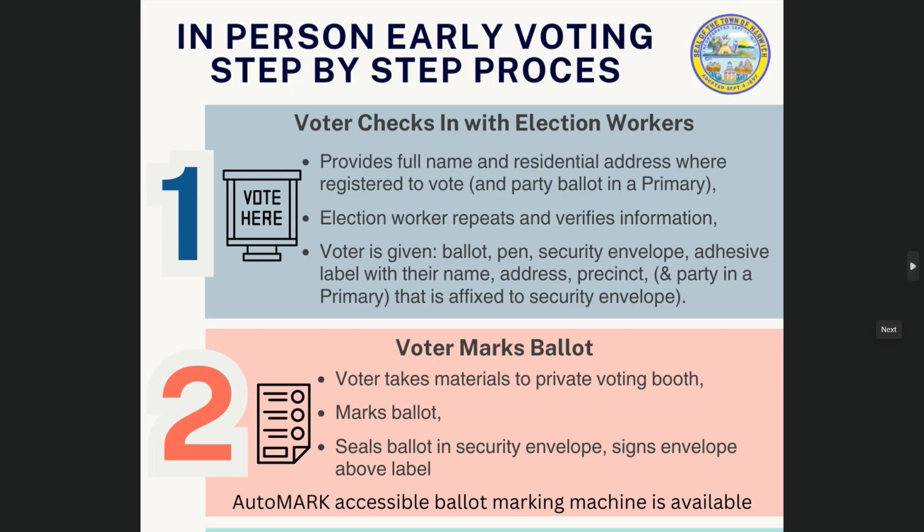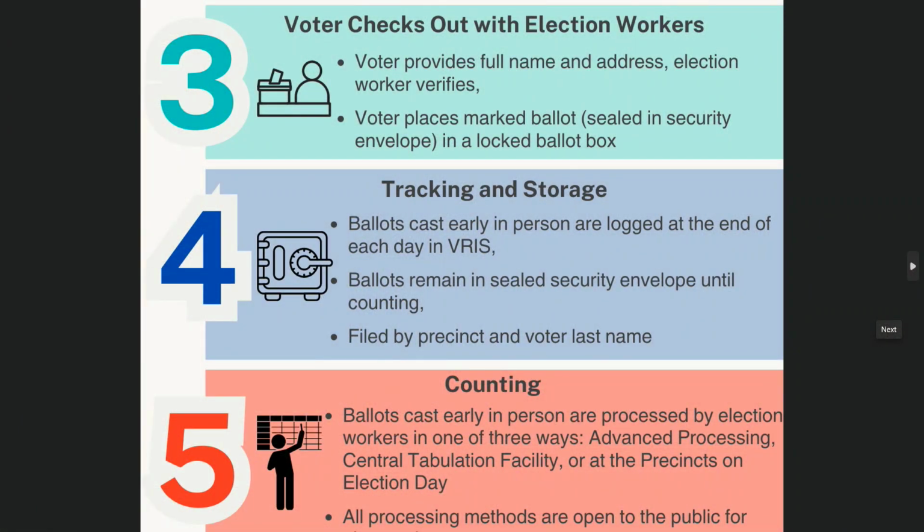And then similar to early voting by mail, you're going to take that marked ballot when you're done and seal it in a security envelope, the same type of security envelope you would have used during the mailed ballot process. Sign the outside, just like you would have with the mailed ballot, and then you're going to check out. You'll check out with another team of election workers, share your name and your address where registered, and deposit that ballot enclosed in the security envelope in a designated location.